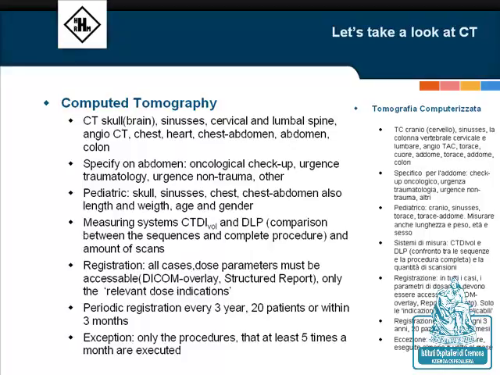But we have to note CTDI volume and DLP. And for all cases, those parameters must be accessible. Only the relevant dose indications, but it's not said what it means. In Belgium, we have to register every 3 years 20 patients for one examination. And I think that this is not useful. And I will show you why it's not useful.